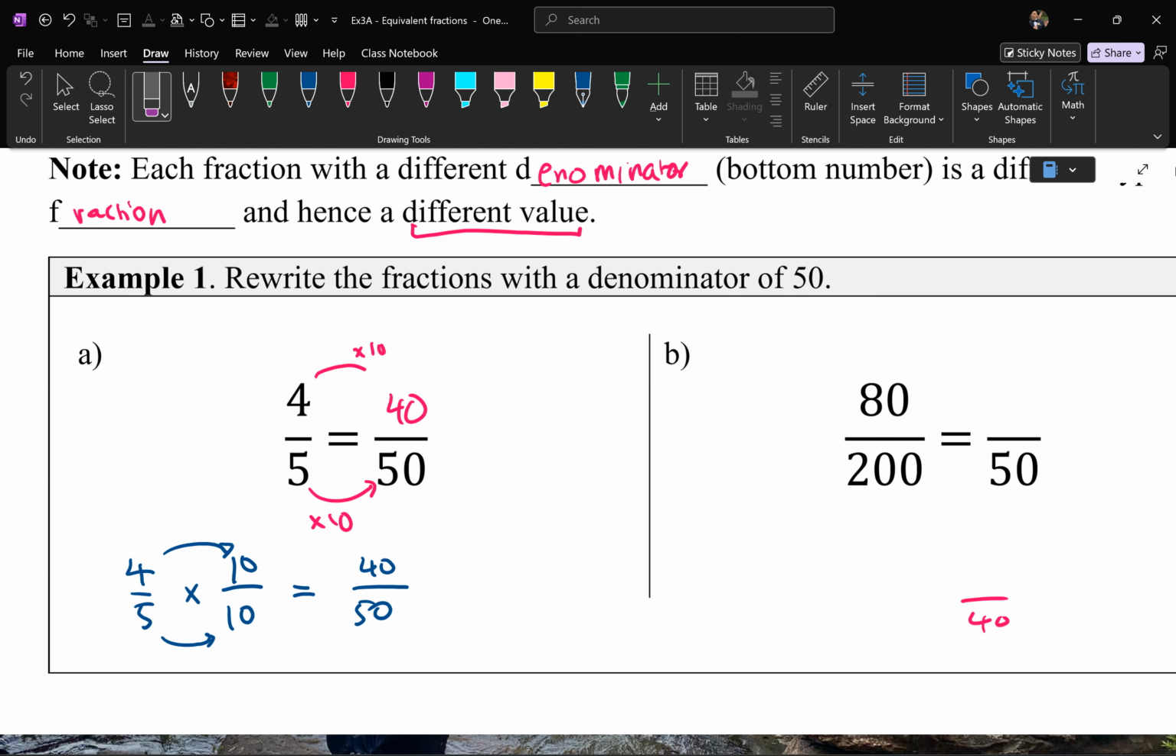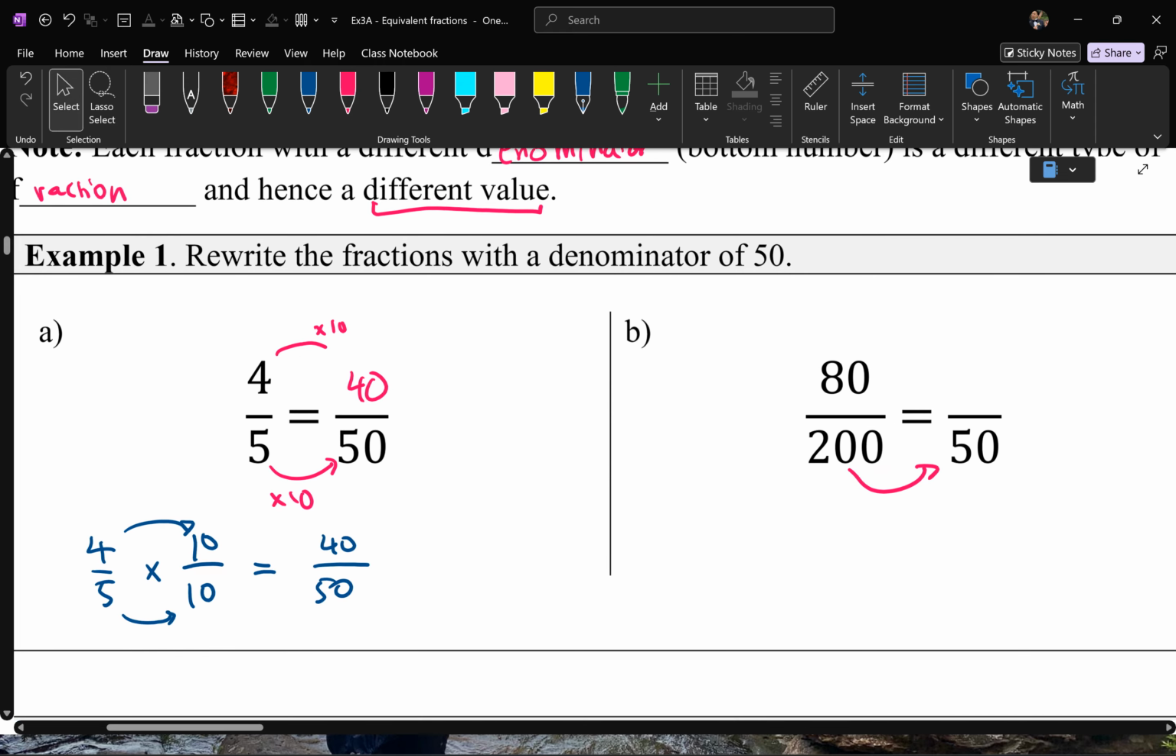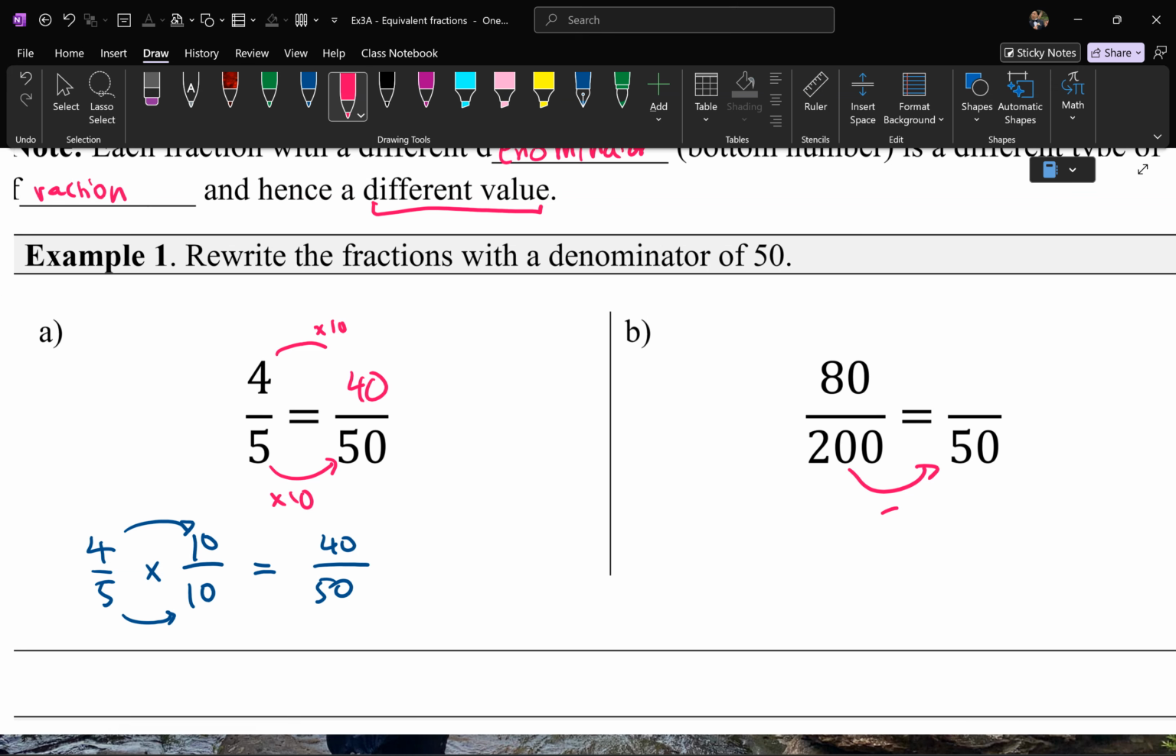All right, here we go. Let's practice the skill again. So if you can times, you can divide. 200. How do I go from 200 to 50? Can I please have, let's go with Hashwan. How do I go from 200 to 50? What do I do? Times or divide? Divide. What would I divide by? Can I please have Lucas? 4. 200 divided by 4 will give me 50.